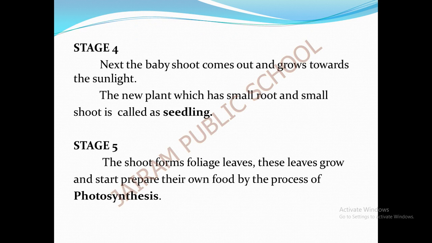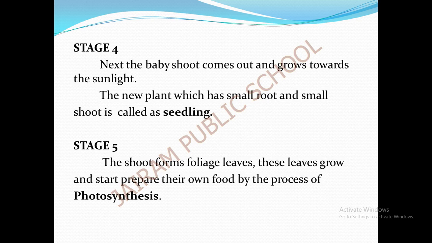And stage 4 is that next the baby shoot comes out. The shoot is the part above the soil, called the shoot system. The baby shoot comes out and grows towards the sunlight, so the plant will stand straight towards the sunlight. The new plant which has a small root and a small shoot is called a seedling.